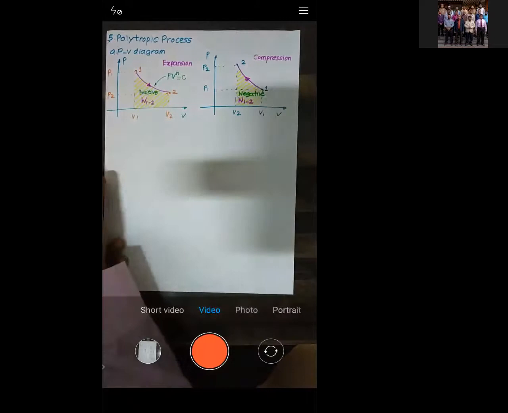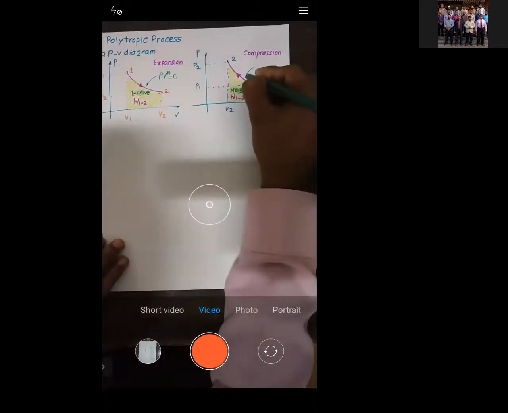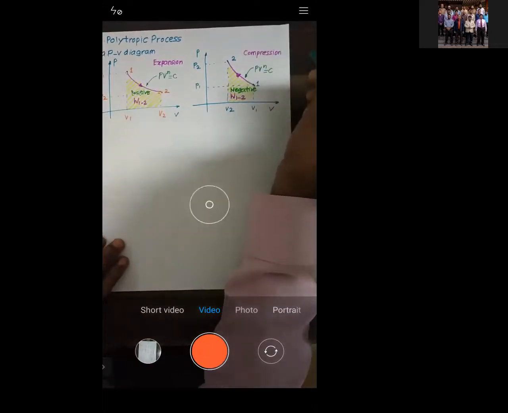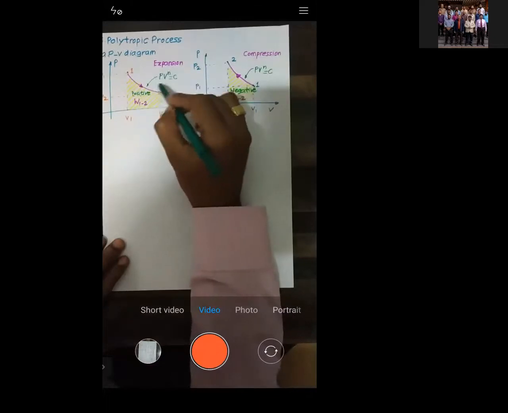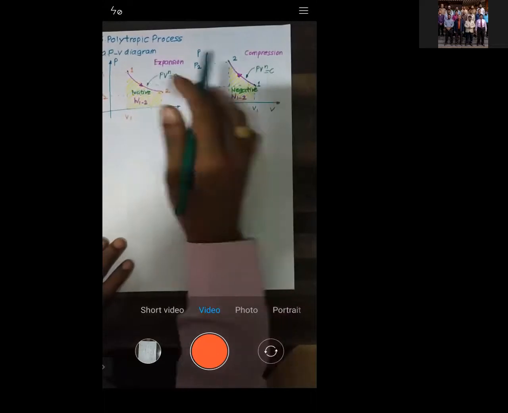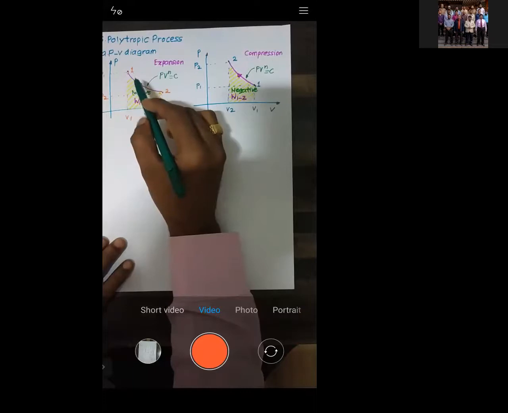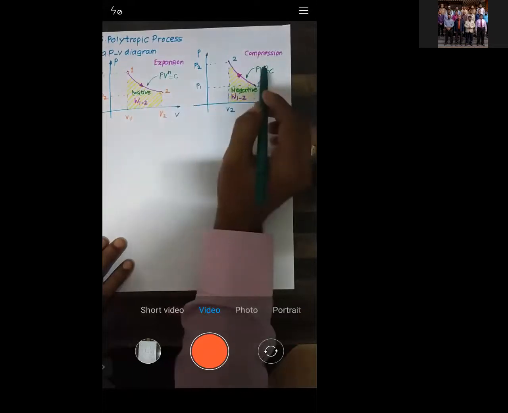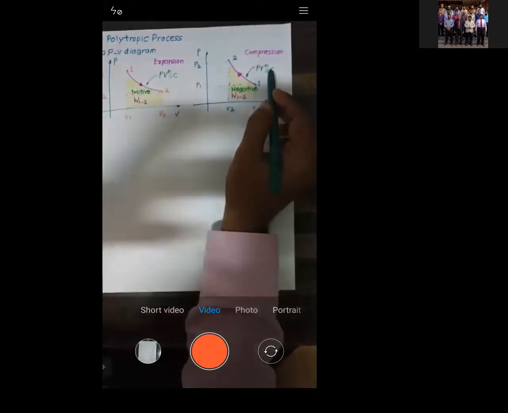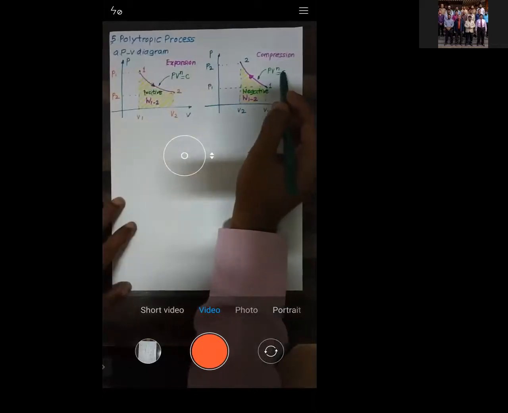Okay, now how do you understand that it's a polytropic process? Basically, we need to mention the law: PV^n = C. It shows that this is polytropic expansion, and this is polytropic compression. This law indicates it's polytropic. When the arrow is coming down, it indicates it's an expansion. When the arrow is going upward, it indicates that it's a compression.